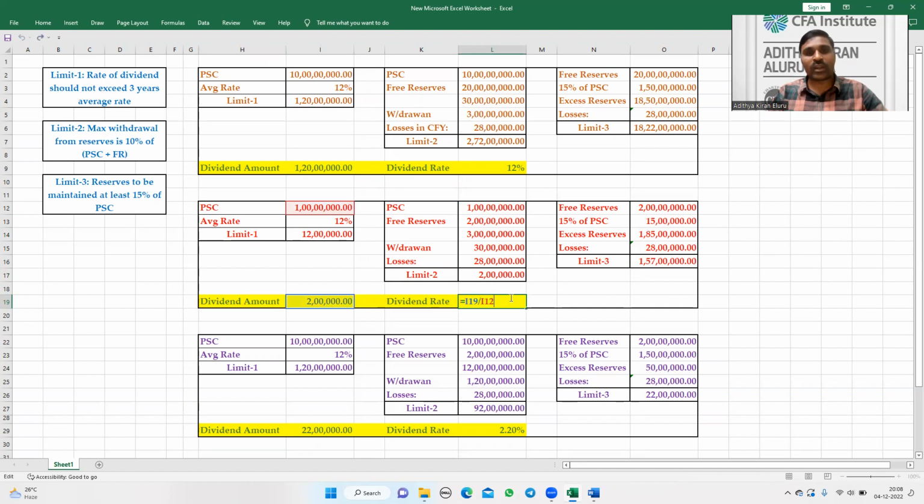2 lakhs divided by 1 crore paid up capital, that is only 2%. Because in the examination till now they are asking only the dividend amount, but suddenly they may ask you what is the dividend rate.